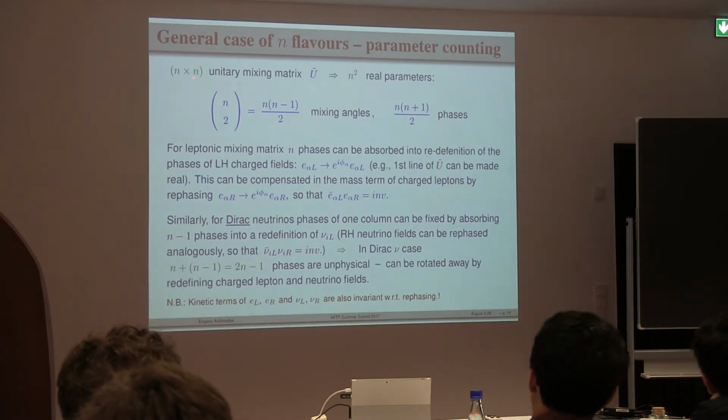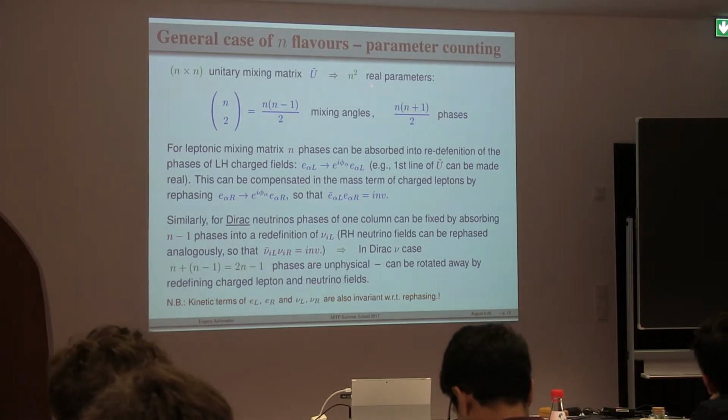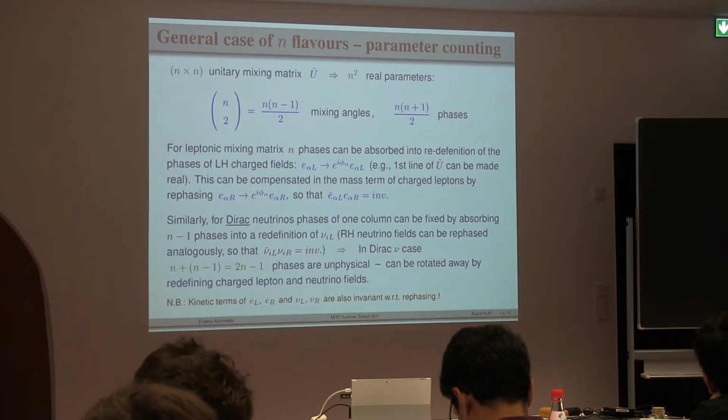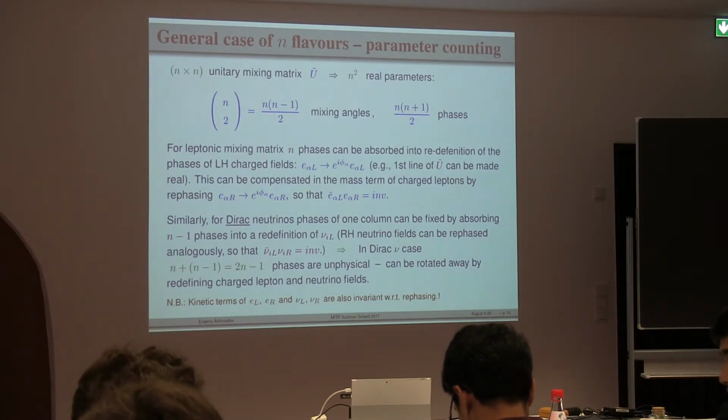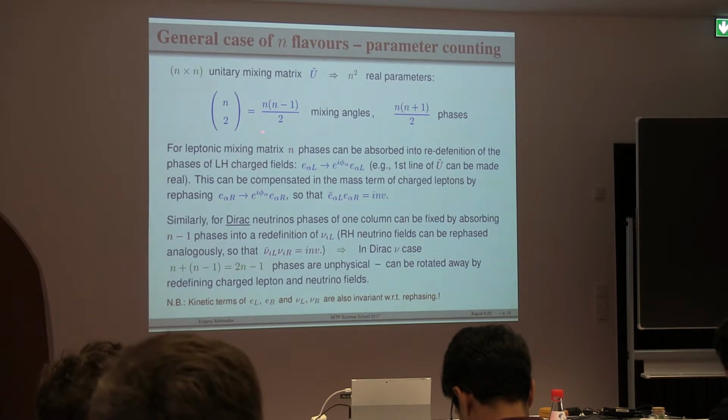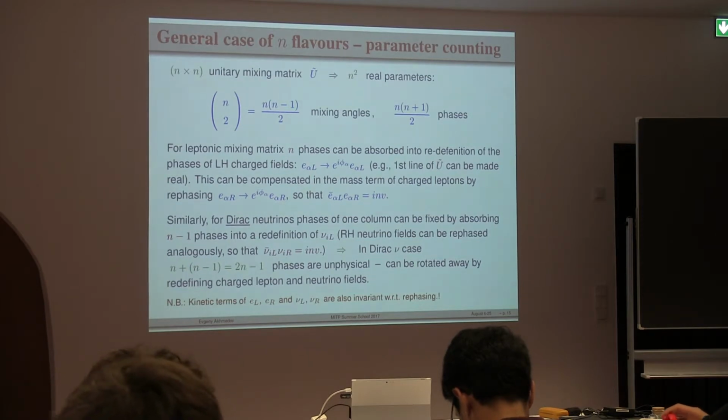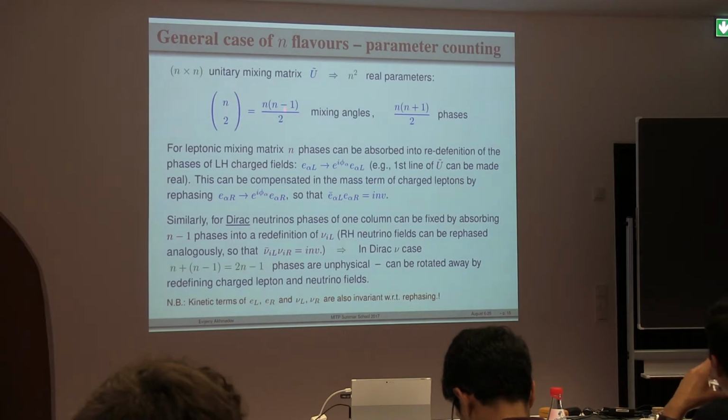Altogether, an n by n complex unitary matrix depends on n square real parameters. Okay? And the number of the mixing angles, the rotation angles, is equal to the number of the planes in the n-dimensional space, which is given by this binomial coefficient, which is just n times n minus 1 divided by 2, the number of combinations of 2 out of n, because each plane is defined by 2 orthogonal orts. Okay? So this is the number of the mixing angles, and therefore the rest are the complex phases. For example, in the 3-flavor case, it is 3 times 2 divided by 2, so 3 mixing angles.